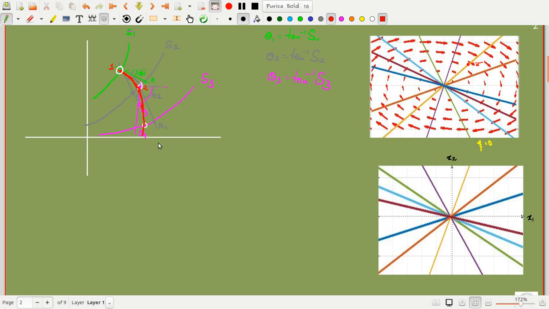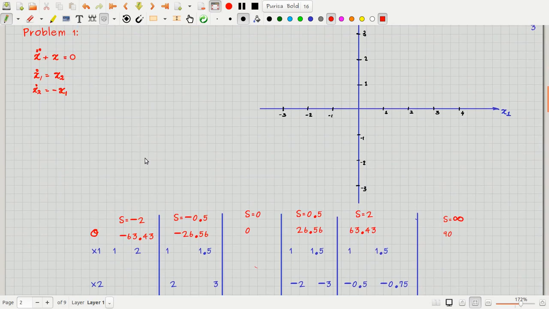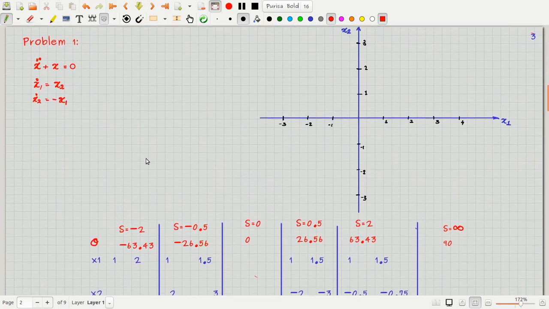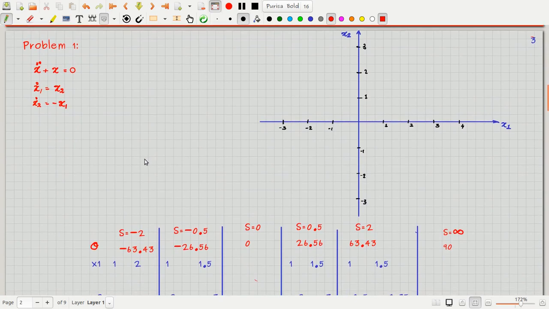Okay, so now we will do a simple problem, which is given here. We will start by drawing the isoclines and then we will draw the trajectory. I have taken the simple problem x double dot plus x equal to 0. In fact, this is a system which we know, an undamped system. We should get something like a circular line, right?